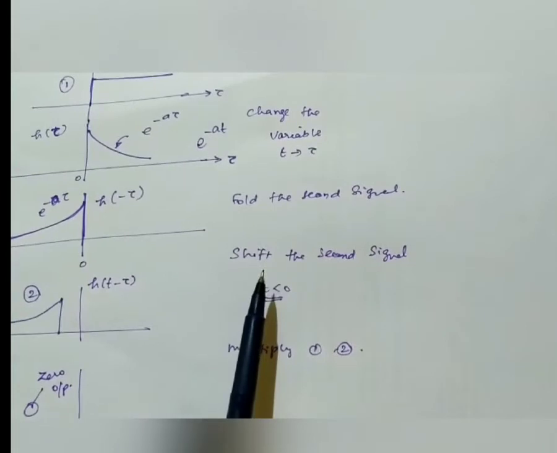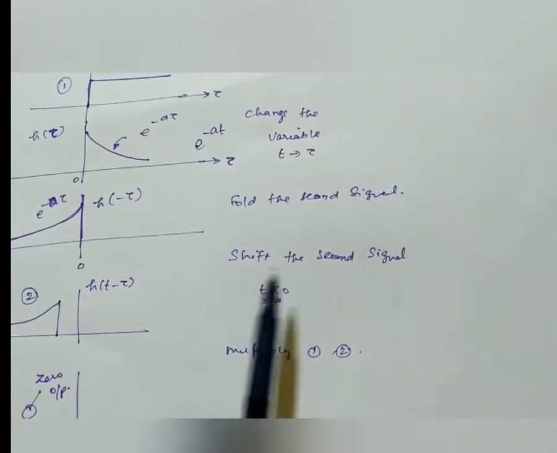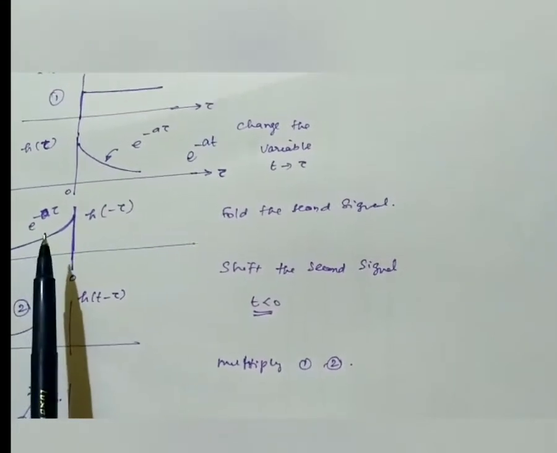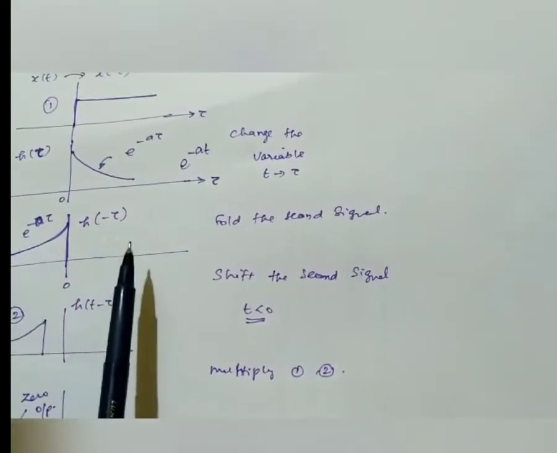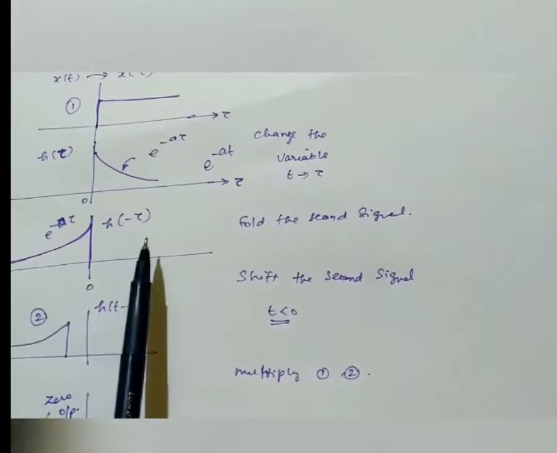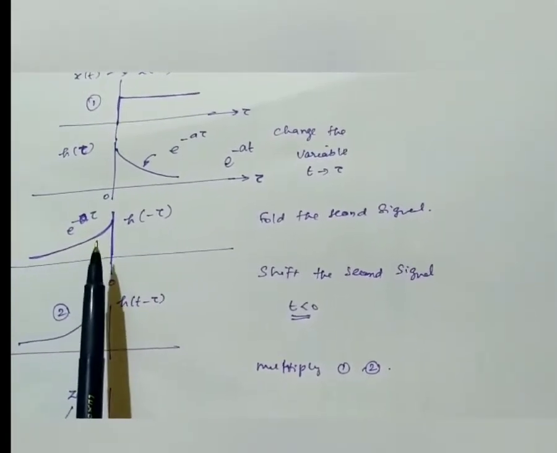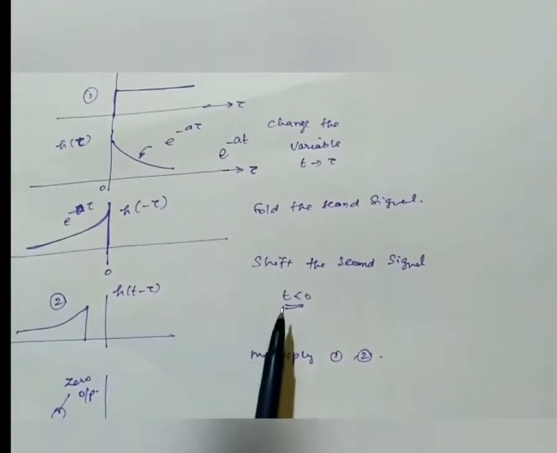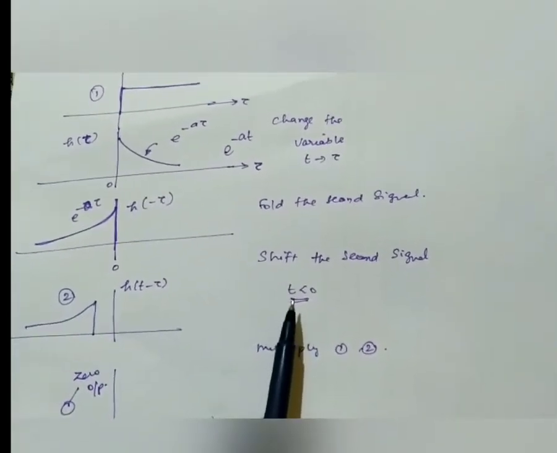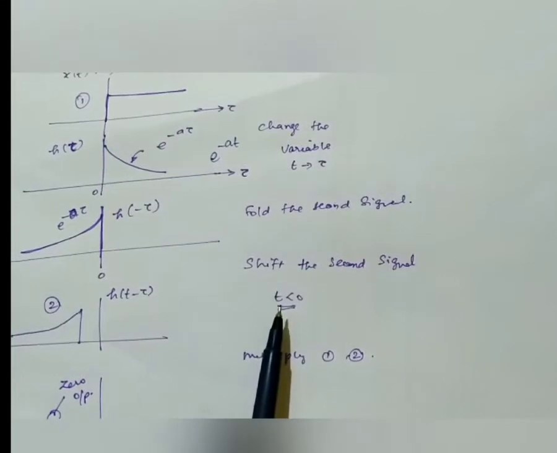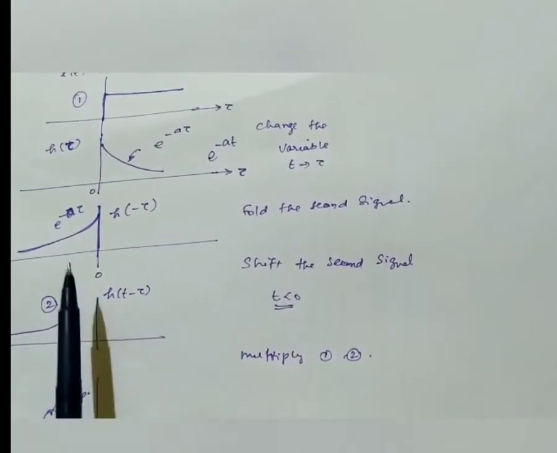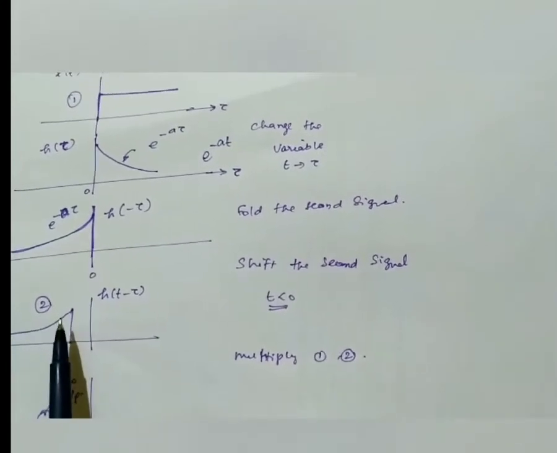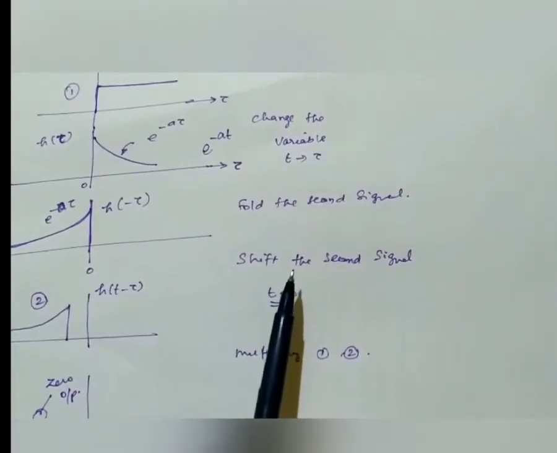The third step is shift the second signal. This second signal can be shifted for t greater than 0, that is this side, and also this side. It can be shifted towards the right or towards the left. Now we will see the first one, t less than 0. We are shifting the second signal by an amount t whose value is less than 0, so the second signal is shifted to the left side. So this is the third step, shift the second signal.